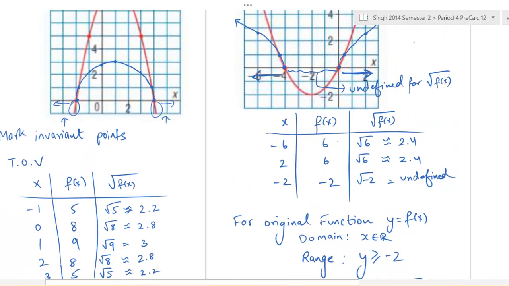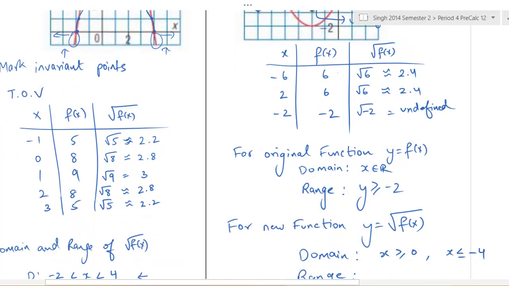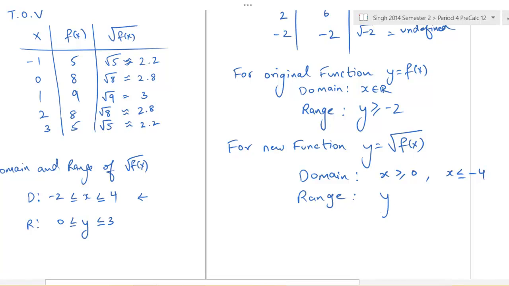Similarly, if I look at all possible y values, my new function is going to have y values bigger than 0, right? So that's going to be the new range. y is bigger than or equal to 0. So those are some of the key properties of radical functions. Regardless of what the original function is, some behaviors are going to be very similar.